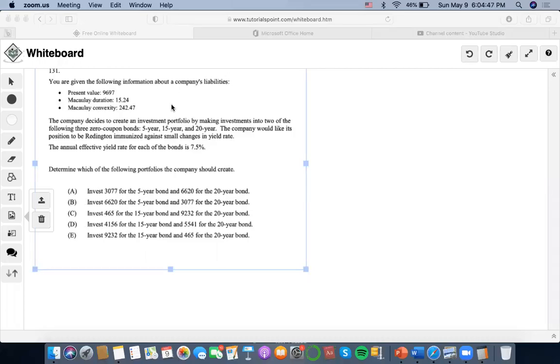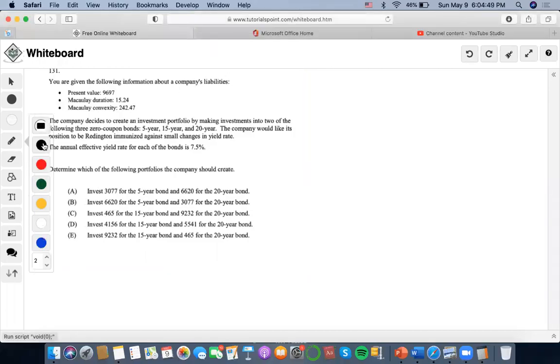Hi, so for this problem, we get that the present value of these four liabilities, and the company decides to create an investment portfolio by making investments into two of the following three zero coupon bonds, with the company wanting its position to be Redington immunized.